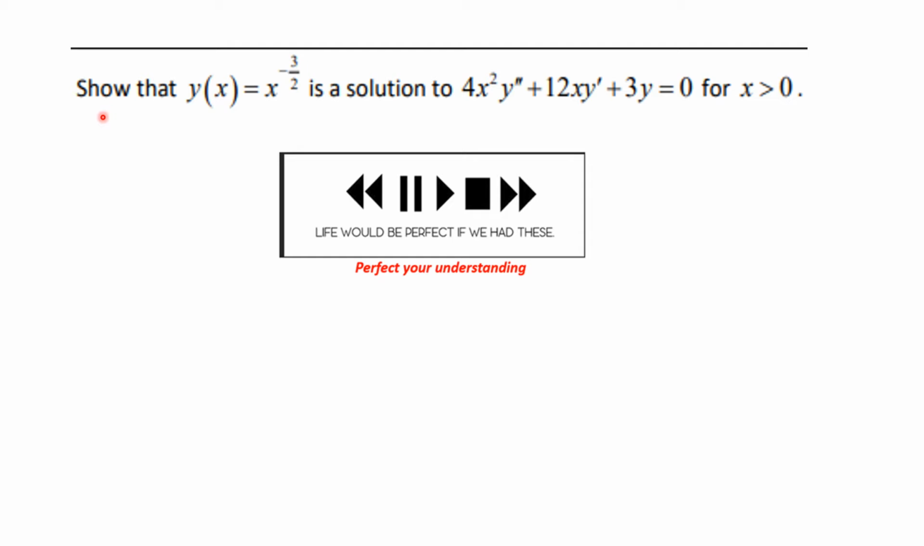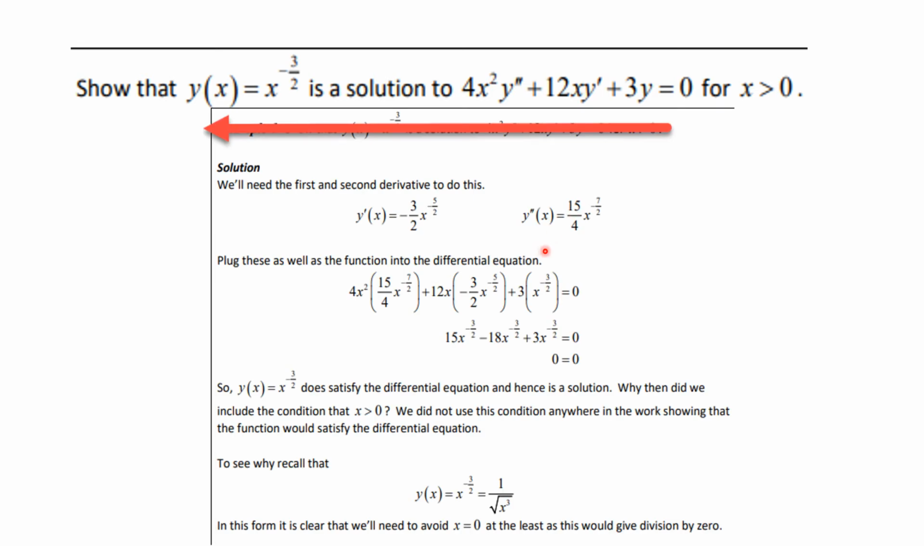First example, show that this is a solution to this differential equation for x greater than 0. You know what to do? Let's see how you did. Well, you need to take the first and second derivatives so you can plug them into the left-hand side of this equation. You also plug y into that side. You do the arithmetic and you get an identity. It is the same on both sides. So that does satisfy the differential equation. We did need for x to be greater than 0, so this thing does exist.